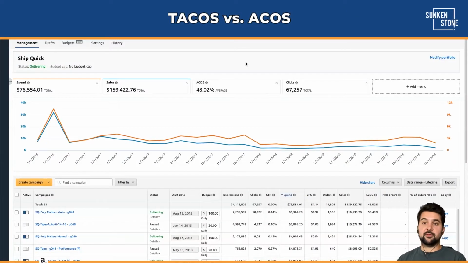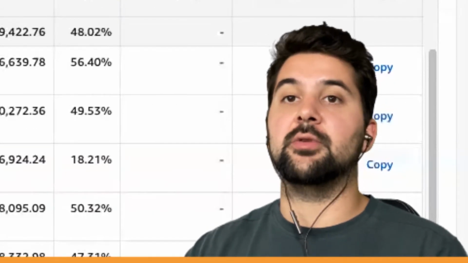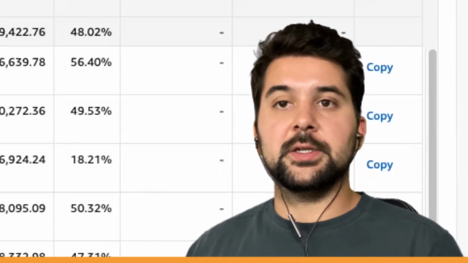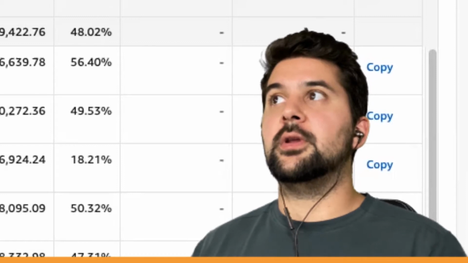The opposite of this, of course, is ROAS, which in this case would be just over 2, because ROAS is sales divided by spend. So how many dollars does your spend generate you? $1 of spend would generate you a little over $2 with this 48.2% ACOS. So it'd just be 1 divided by 0.48. That's essentially the math.